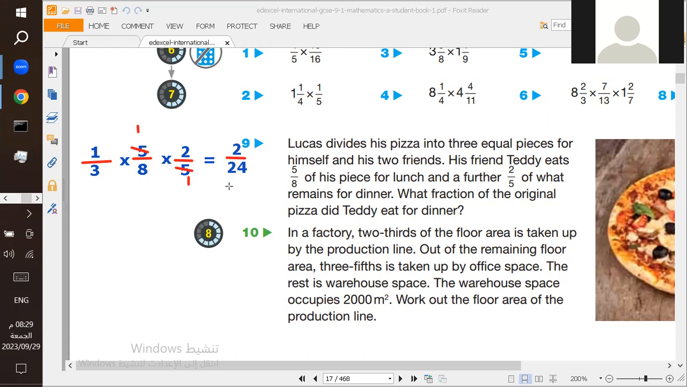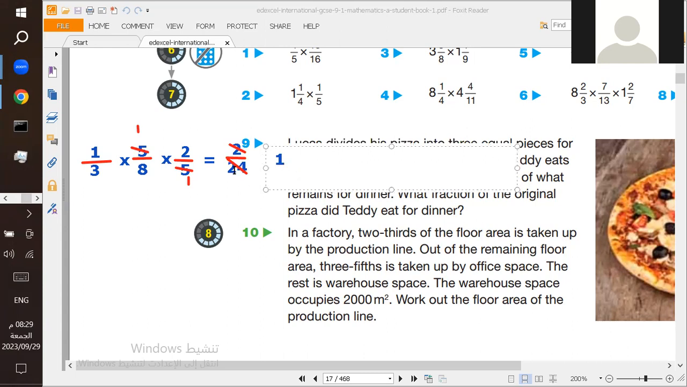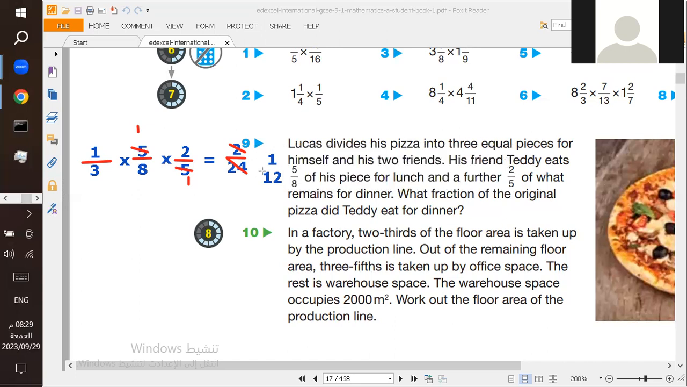So 2/24. So I can divide these two by 2. I'm going to divide this by 2 and divide this by 2. So 2 divide 2 is going to be 1. And then, sorry, 24 divide 2 is going to be 12. So the final answer will be 1/12. 1/12, okay? That's for question 9. And that's the final fraction of pizza that Teddy ate for dinner, okay? That's the idea for this question. I hope you understood it.